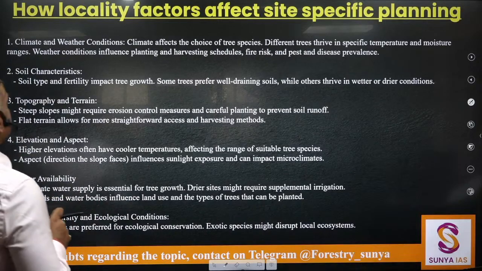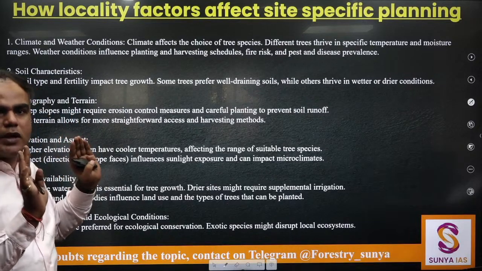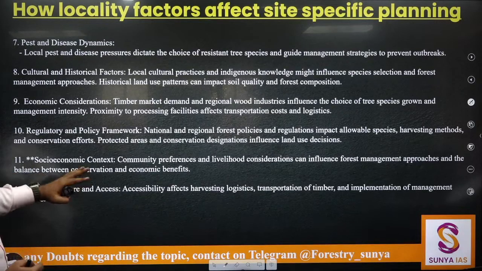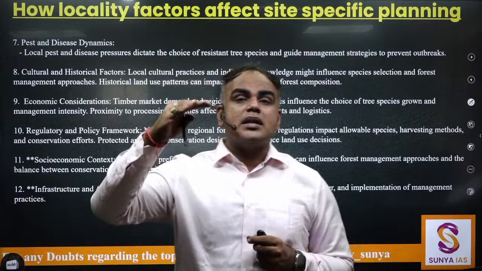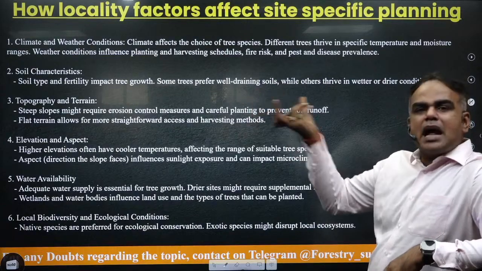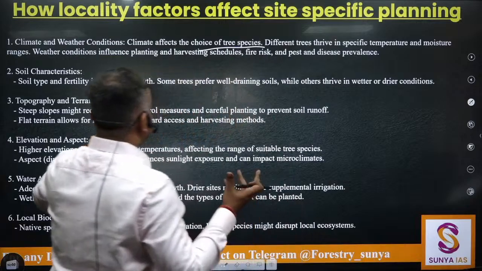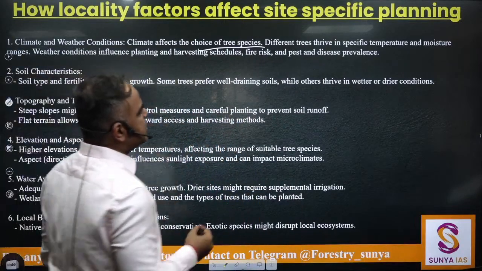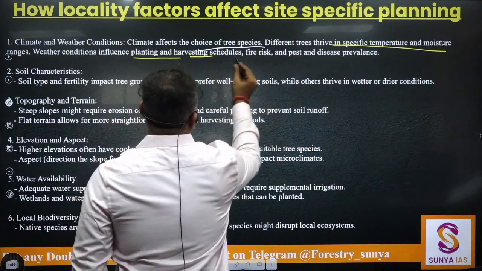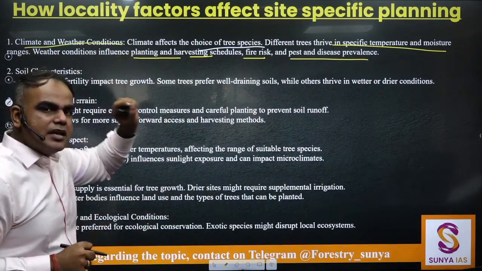Now here, you can directly divide this answer into 4 headings, and for each heading you have points. For the sake of completion, I'll go through the points that I have outlined here. Around 10 or 12 points are there, but you can structure it better in the 4 or 5 dimensions that we have seen. Now, climate and weather conditions: it affects the choice of trees, because different species survive in different temperature and moisture ranges. The planting schedule, harvesting, fire risk, pest and disease are all influenced by climate and weather conditions. That's a fair point.